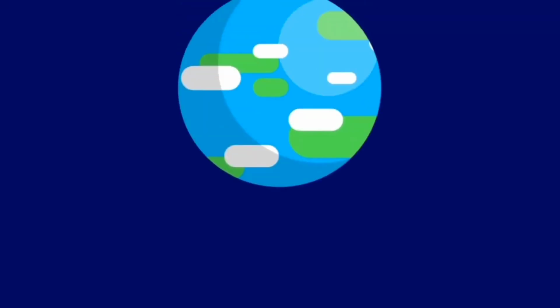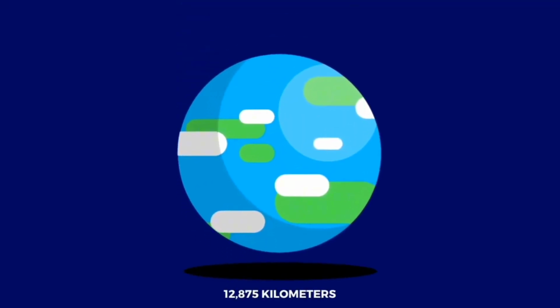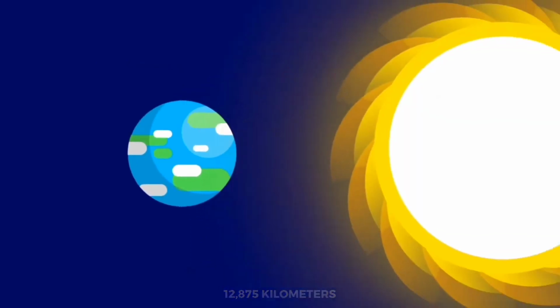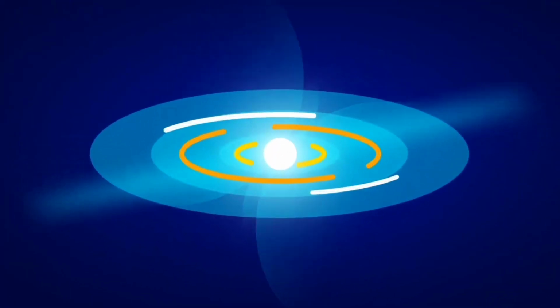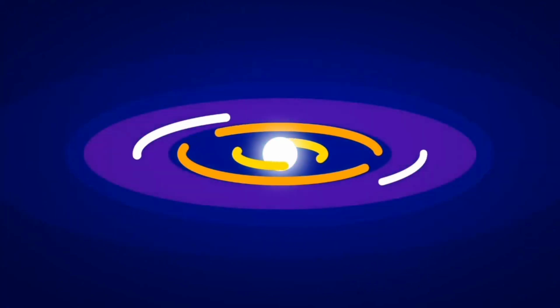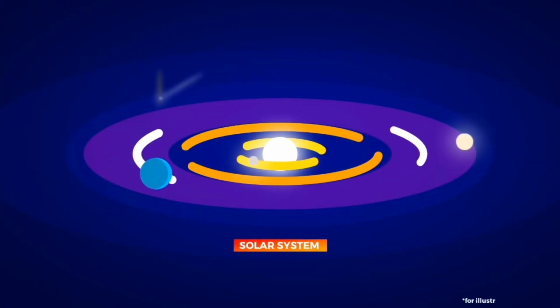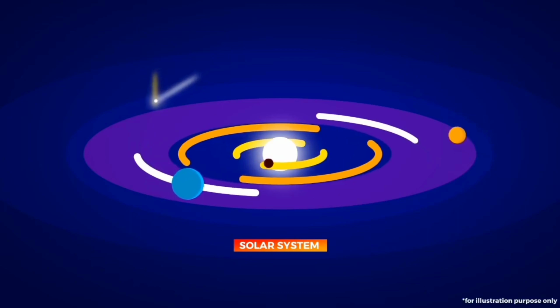To put it into perspective, the Earth's diameter is just under 8,000 miles, while the Sun is 865,000 miles in diameter. Fun fact, the Earth as we know it was formed from the same nebula that produced our solar system.